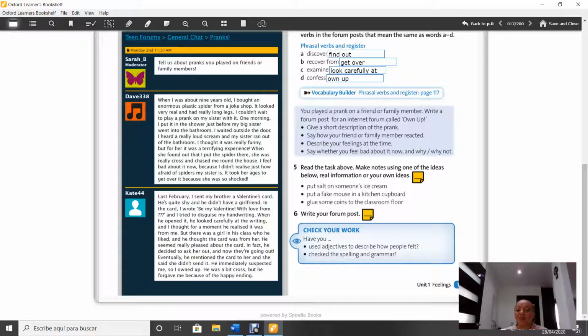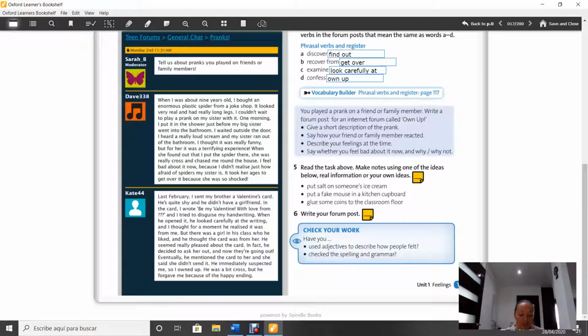Okay, let's read the second paragraph. Last February, I sent my brother a Valentine's card. He's quite shy and he didn't have a girlfriend. In the card, I wrote, "Be my Valentine, with love from," and I tried to disguise my handwriting. When he opened it, he looked carefully at the writing, and I thought for a moment he realized it was from me. But there was a girl in his class who he liked, and he thought the card was from her. He seemed really pleased about the card. In fact, he decided to ask her out, and now they are going out.